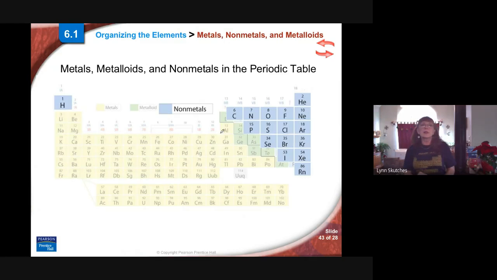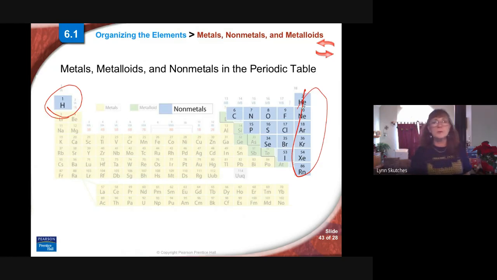So again, here are our nonmetals. Again, hydrogen is a nonmetal. Nonmetals are on the right, and they include the noble gases.